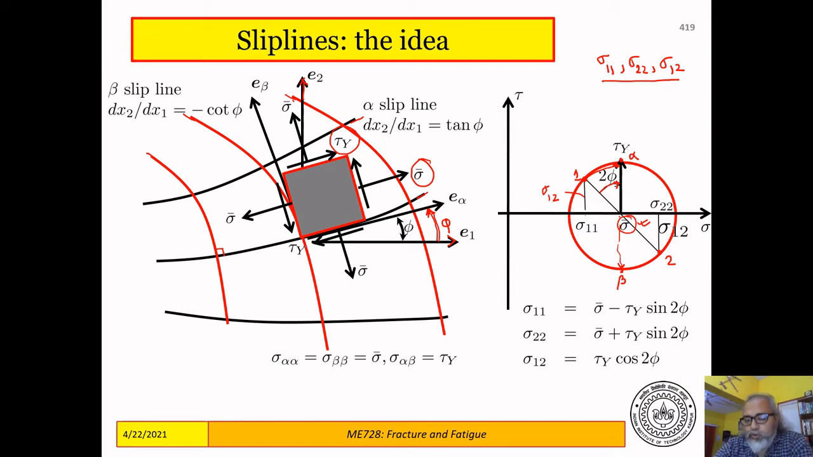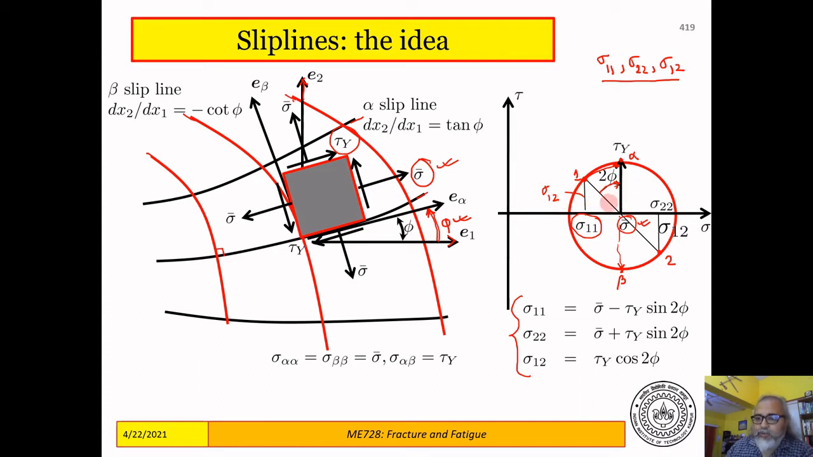Now, if I have a way of knowing sigma bar, and if I know this alpha, then I can use simple geometry. Say I know this alpha, I know this sigma bar, then I can get back sigma 11, sigma 22 and sigma 12 from these simple geometric formulas, which you can also get from two-dimensional stress transformation. So these are easily obtained.